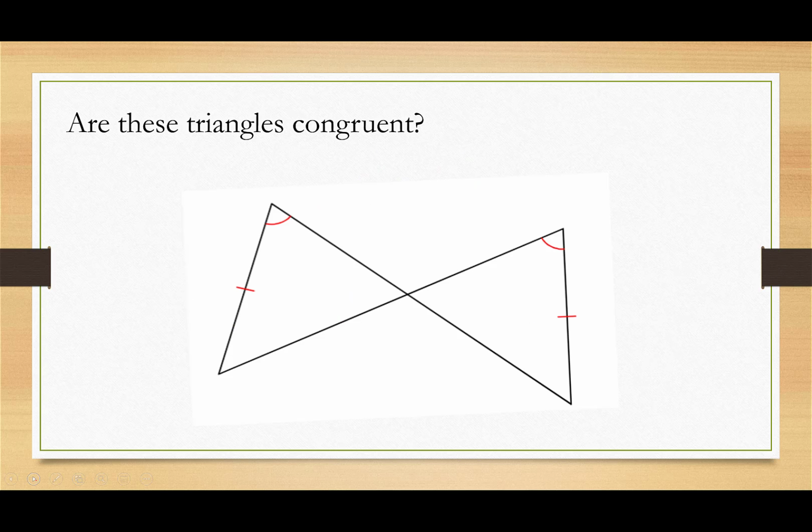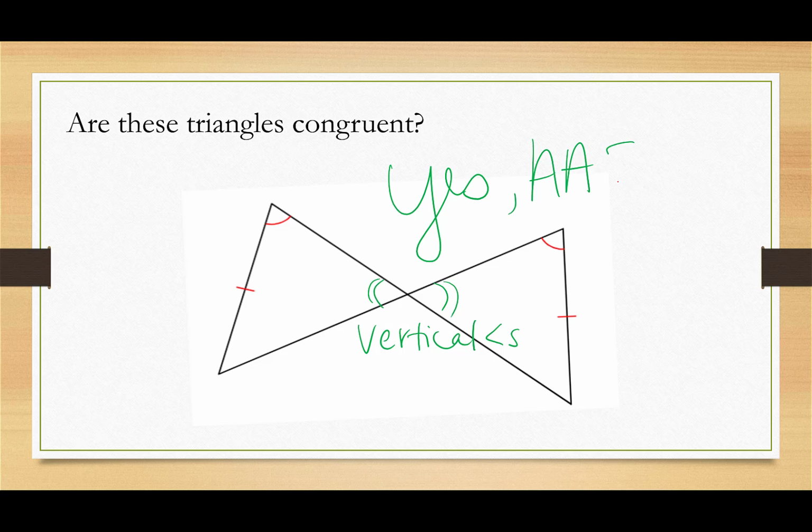Okay, take a look at this picture. We have one pair of sides that's congruent, one pair of angles congruent. Just looking at this picture, we can mark these two angles are congruent because those two are vertical angles, and we've learned in a previous unit that vertical angles are congruent. And so we have an angle, angle, side, and that is a congruency statement. So we can say, yes, these triangles are congruent by the congruency statement, angle, angle, side.